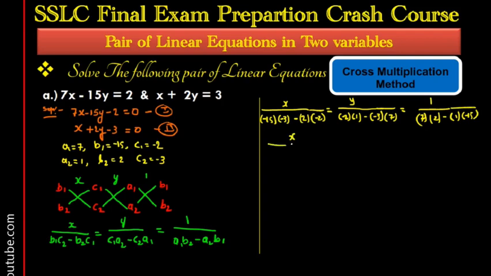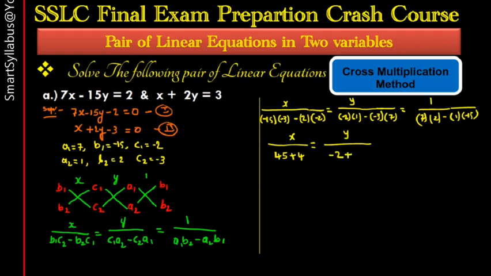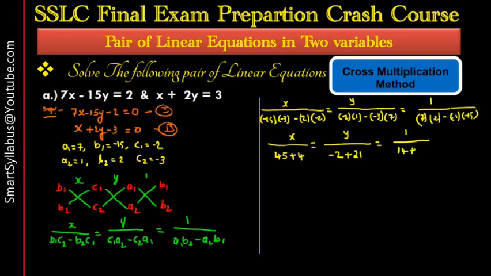Now x upon minus into minus, plus 15 3s are 45, minus into minus, plus 2 2s are 4, that's equal to y upon 6 minus into plus minus 2 into 1, 2. Now again minus into minus, plus 7 3s are 21, that's equal to 1 upon, so multiply these numbers now, 7 2s are 14. Now again minus into minus, it's plus 15 into 1, 15.